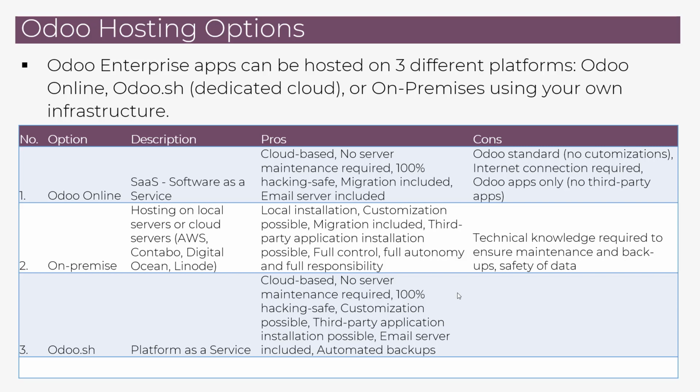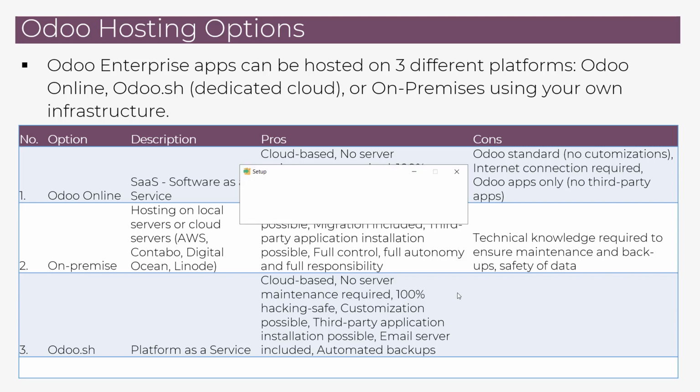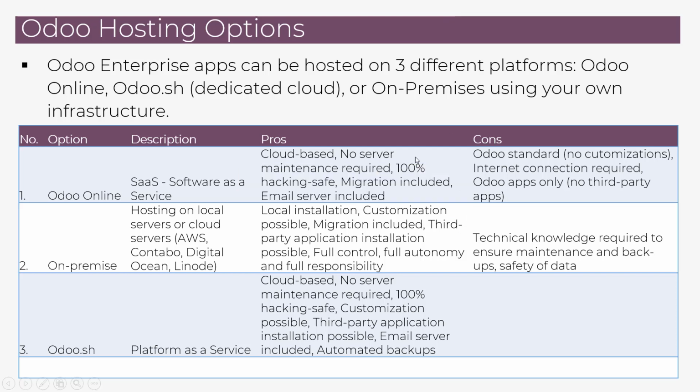So what are the pros for this option? It's cloud-based. There is no server maintenance required. 100% hacking safe. Migration included. Email server included. One of the cons is that on Odoo Online, there is only Odoo standard. There are no customizations possible. An internet connection is always required as it's hosted online. Odoo apps only. There are no third-party apps.